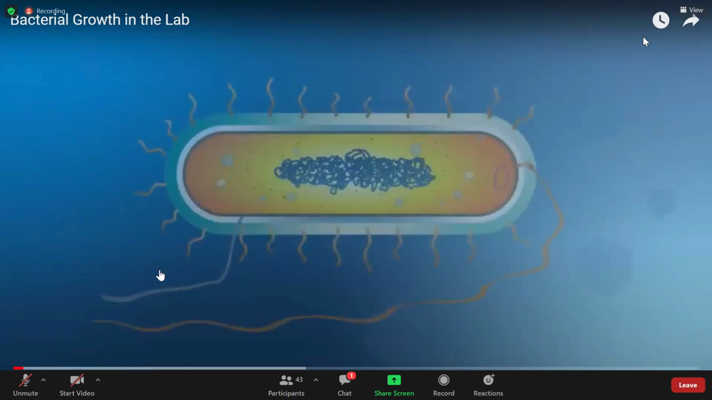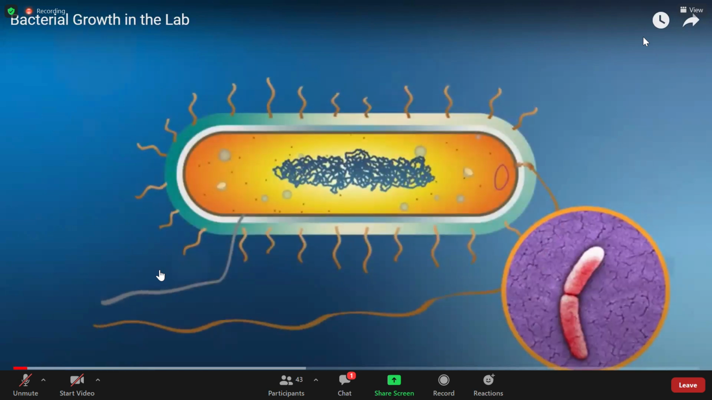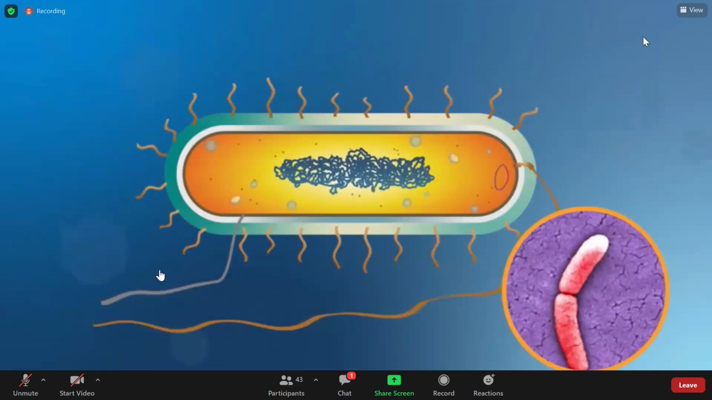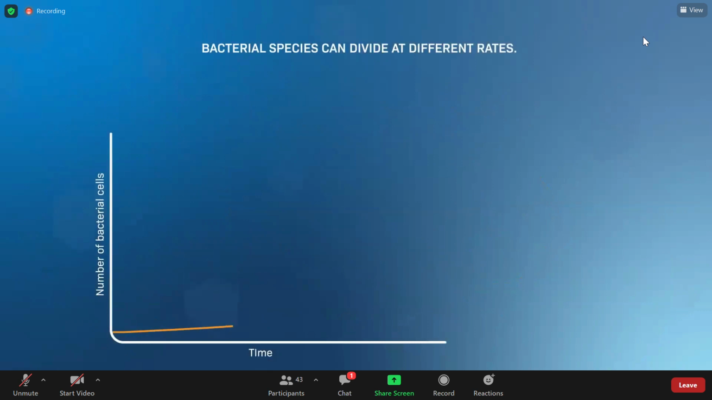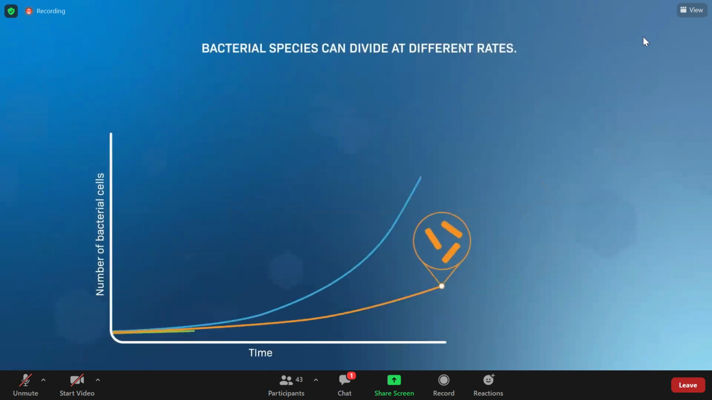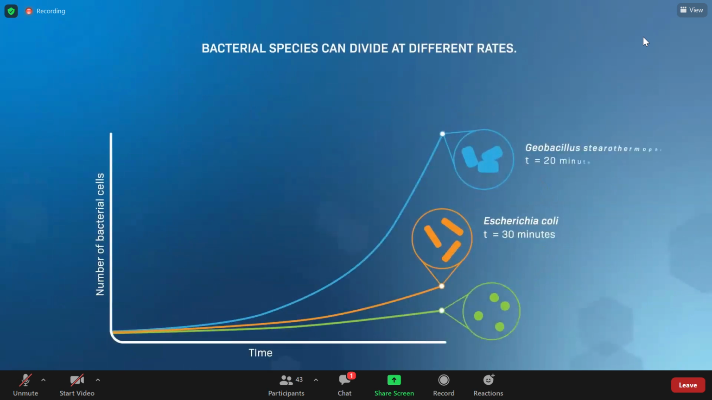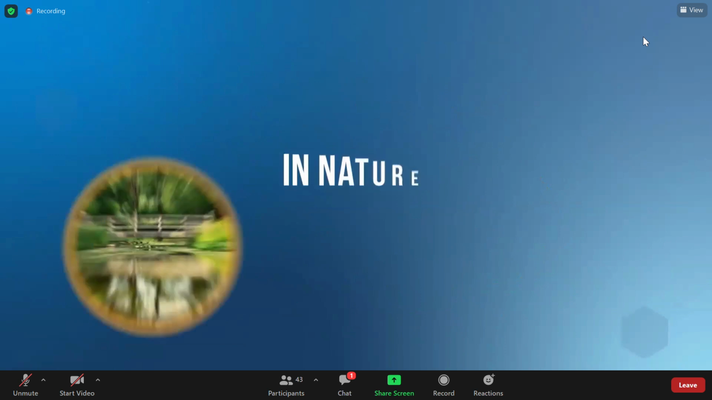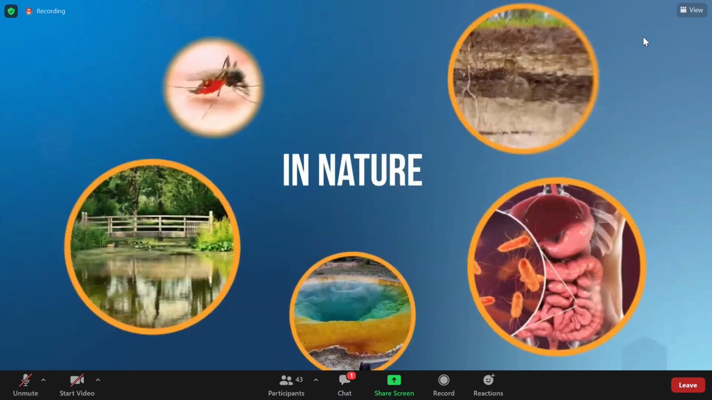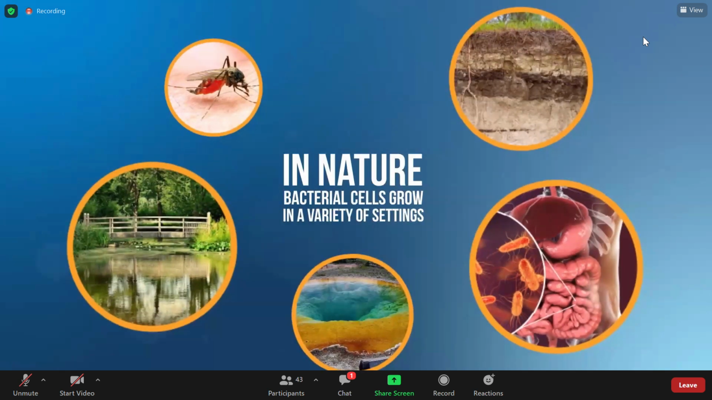Prokaryotic cells reproduce by dividing, creating two identical cells. This process is called cell division or binary fission. The rate of replication varies between different types of bacterial cells. E. coli cells are preferred for laboratory experiments because E. coli cells divide in a matter of minutes. In nature, bacterial cells grow in a variety of settings.